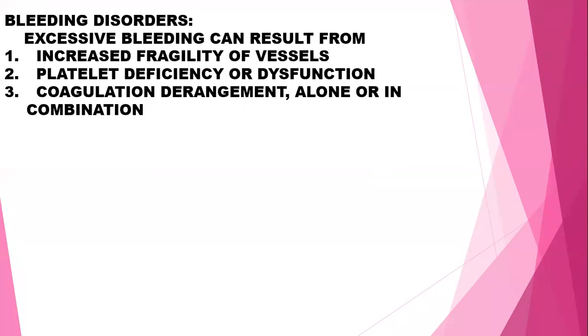Bleeding disorders or excessive bleeding can result from, number one, increased fragility of vessels, a defect in the vessels or vessel wall. Second thing is the platelet deficiency or dysfunction, that is, platelet deficiency, or if their number is normal then their function is reduced. Third thing is the coagulation derangement, either alone or in combination.